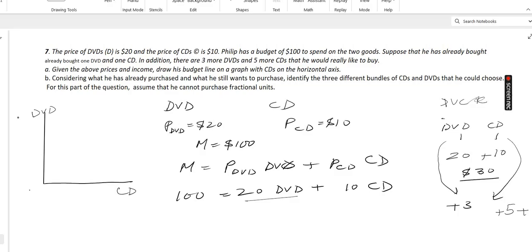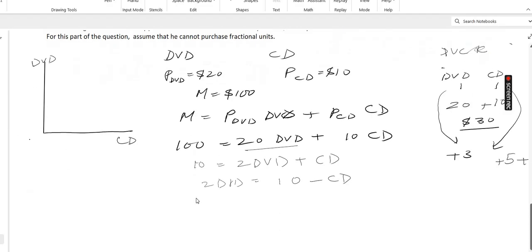दूसरी सिंप्लीफिकेशन जो इसमें नजर आ रही है, you can see that 100, 20, 10 में 10 कॉमन है, तो पूरी इक्वेशन को 10 से डिवाइड कर दें तो 10 is equal to 2 DVD plus CD. आ गया ना. अब आपने DVD को एक तरफ रखना है, तो 2 DVD is equal to 10 minus CD. तो ये आपके पास थोड़ा सिंप्लीफाई हो जाएगा और उसके बाद 2 को डिवाइड कर दें तो DVD is equal to 10 by 2 is equal to 5 minus 1 by 2 CD.